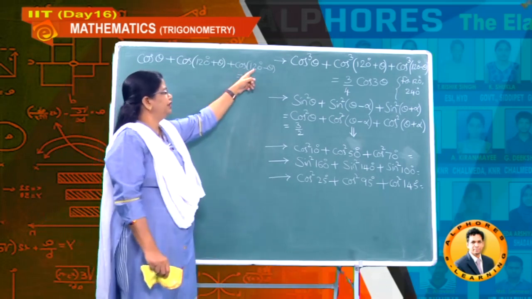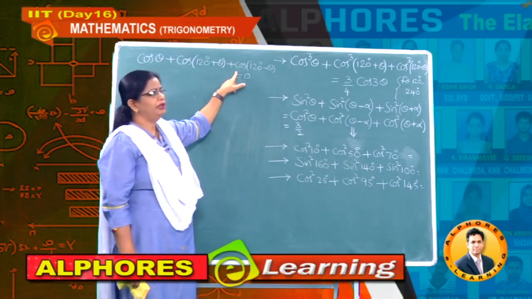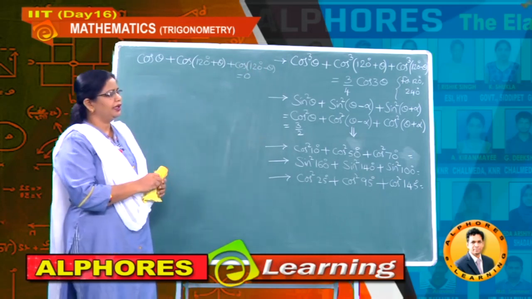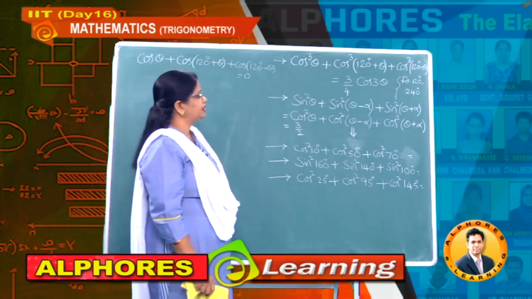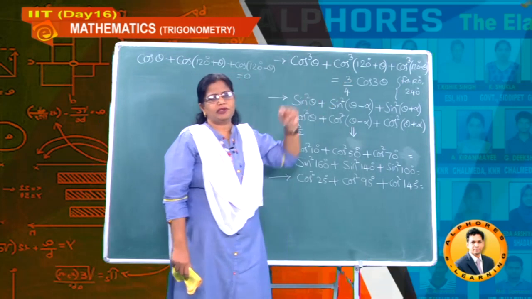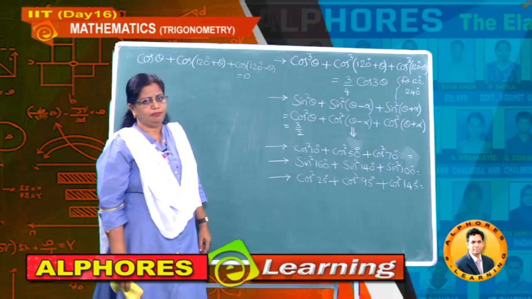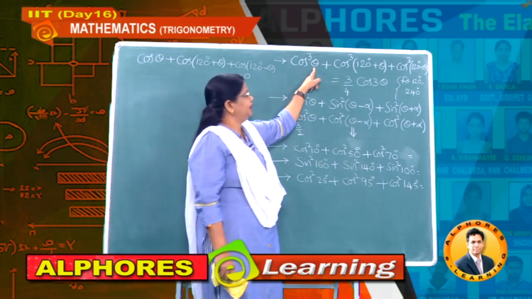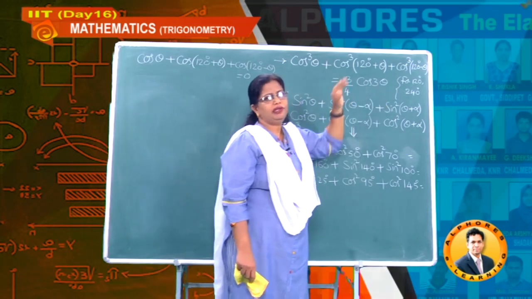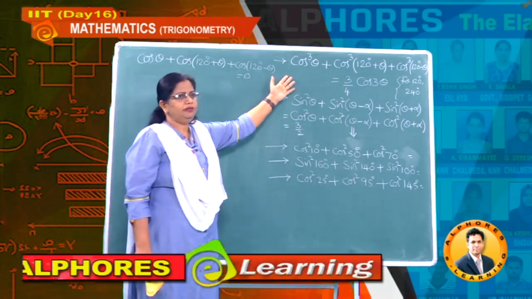Moreover, this 120 minus theta can also be written as theta minus 120 because of the property cos of minus theta equals cos theta. Now this is the result we have in hand. Now what is the value here? They are asking cos cube theta plus cos cube (120 plus theta) plus cos cube (120 minus theta) is 3 by 4 cos 3 theta. Here the angle is theta, whereas there the value is 3 theta.